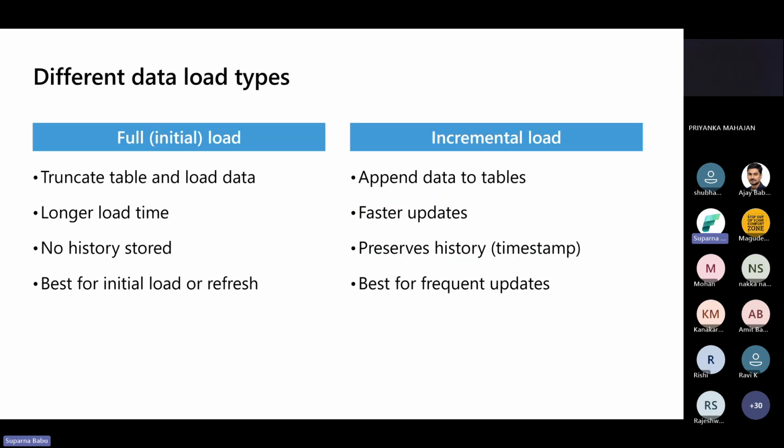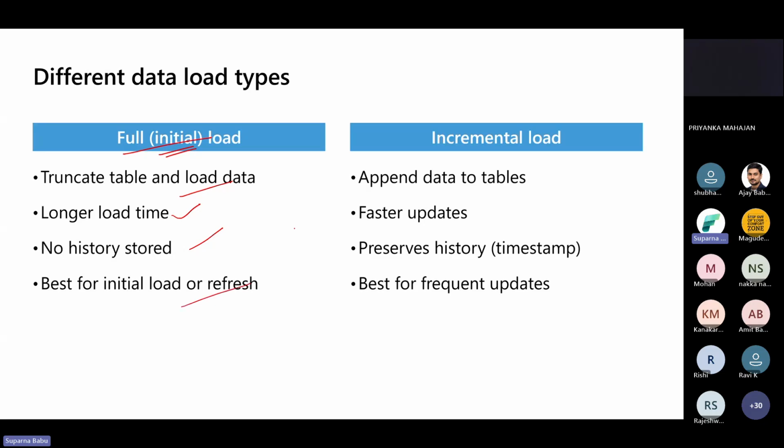So basically this staging and data warehouse will simplify your load operations. Now when you are loading the data, make sure that we have two types of loads. The first is full load, which is also called initial load. Here you load all the data. It will take a long time because you are doing the full load. Let's say you have 1 million rows, it will take some time, and no history is stored. It is best for the initial load.